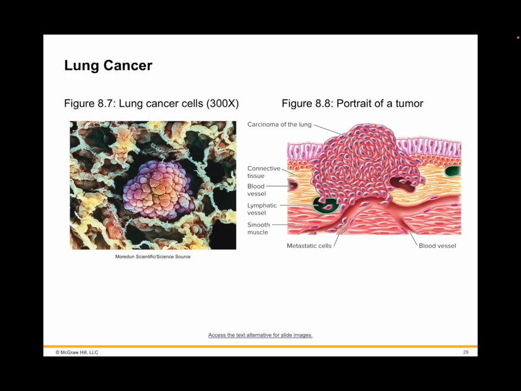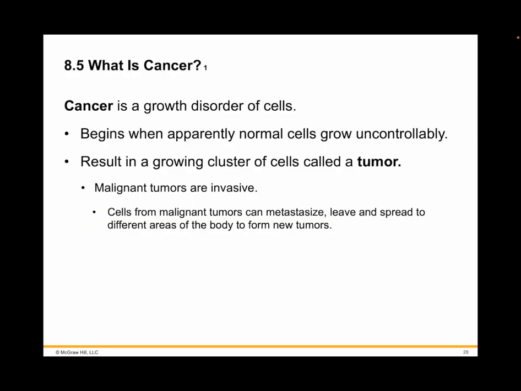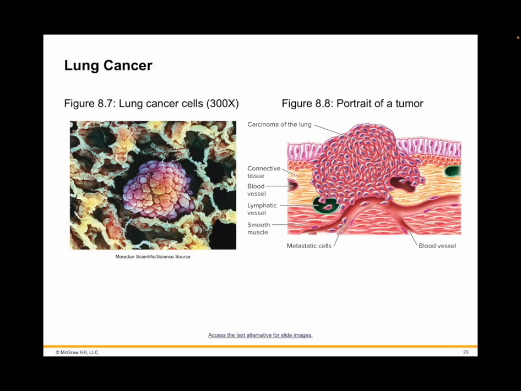So malignant tumors are invasive. Their cells are able to break away from the tumor, enter the bloodstream, and spread to other areas of the body, forming new tumors at distant sites called metastasis or metastases. So that is cancer. So as those cells metastasize or leave and spread, they're going to other areas of the body, forming more tumors, new tumors.